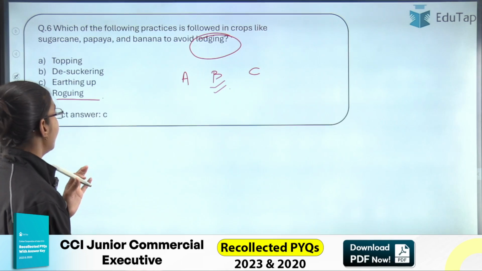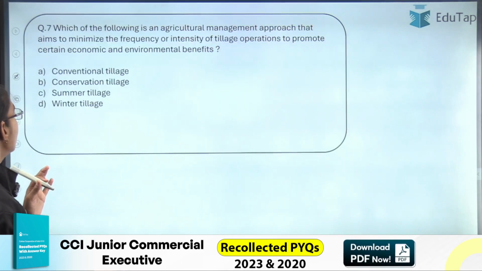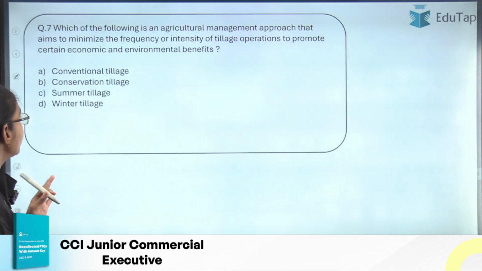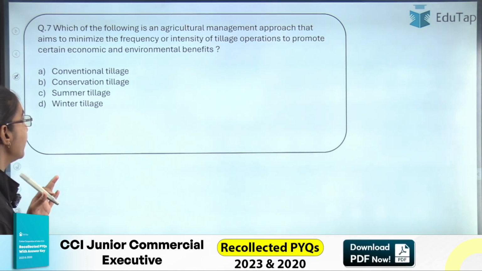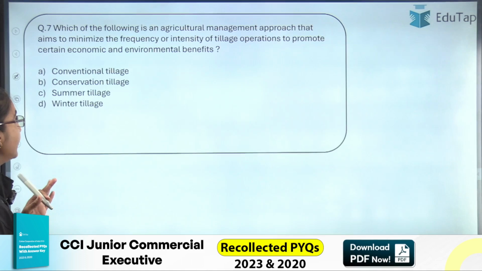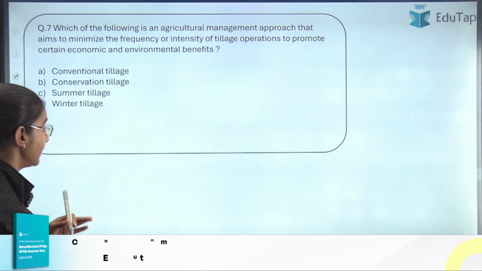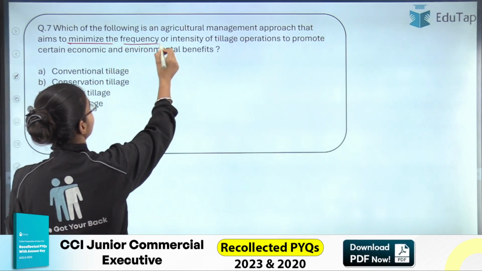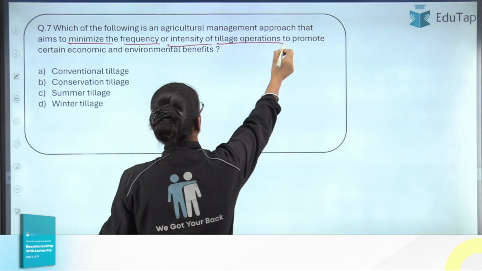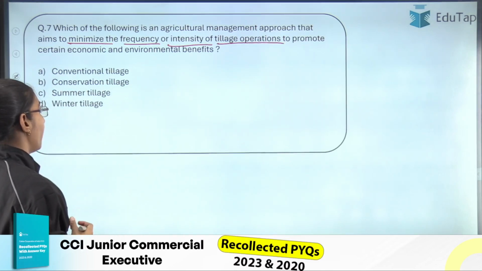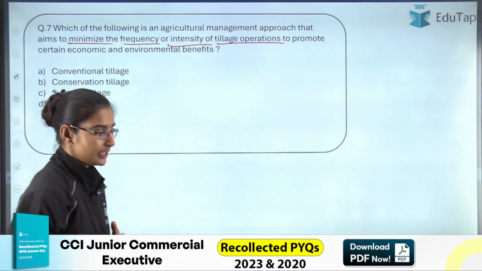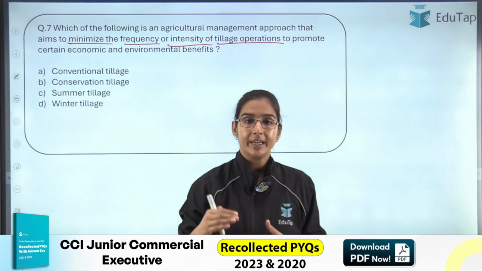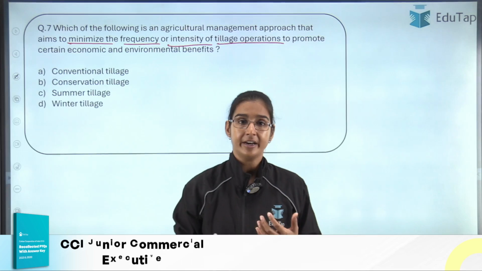Now let's move ahead to the next question. The next question says, which of the following is an agriculture management approach that aims to minimize the frequency or intensity of tillage operations to promote certain economic and environmental benefits. See students, what happens is when we keep on doing tillage repeatedly, right?